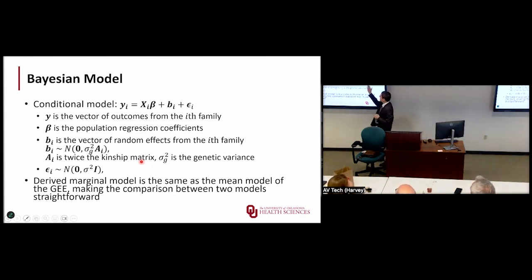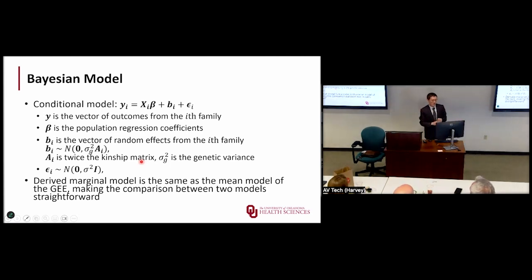If you look at this equation here, it's a little bit more complicated than the one I showed you on the previous slide. It has a new piece of information that is b_i. b_i is a random effect. What it does is capture the correlations. In fact, it is quantified using sigma g squared, that is the genetic variance, times A_i. A_i is twice the kinship matrix. So you can see this model does utilize that kinship matrix. In addition, it also uses this genetic variance.